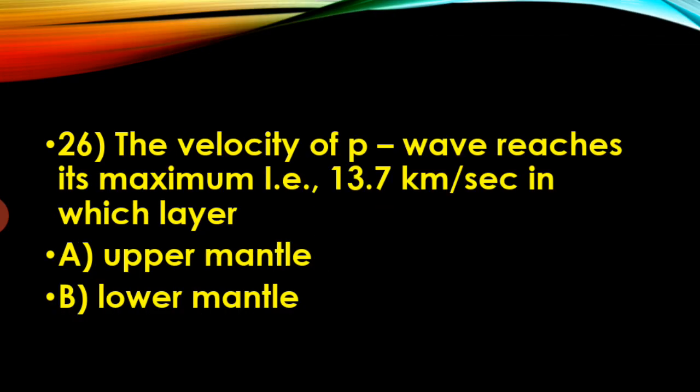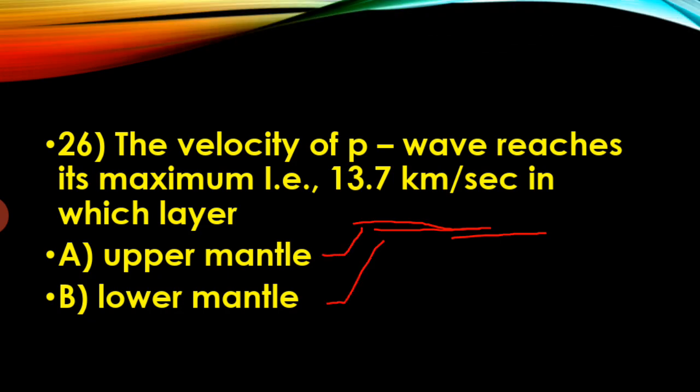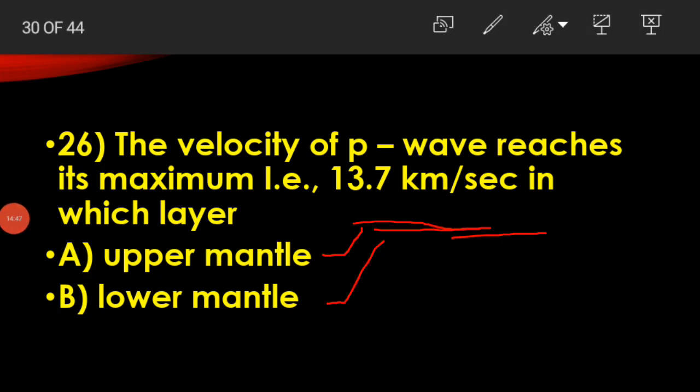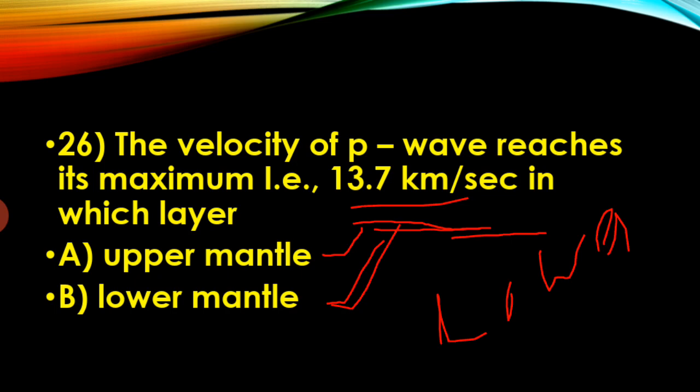Then the core. Okay, now there is a discontinuity. The velocity of P wave reaches its maximum level, that is 13.7 km per second, in which layer? Option A upper mantle, option B lower mantle. The right answer is the lower mantle, not the upper mantle. 13.7 km per second. Okay.